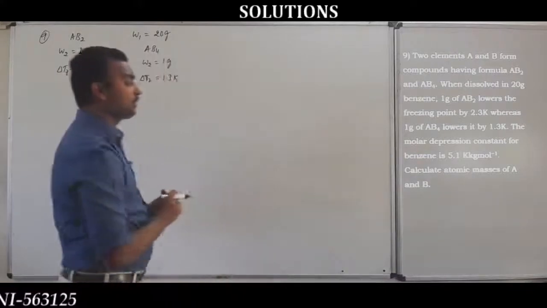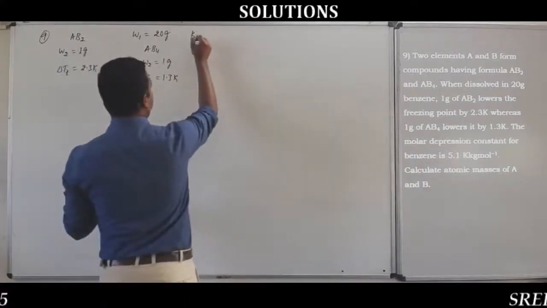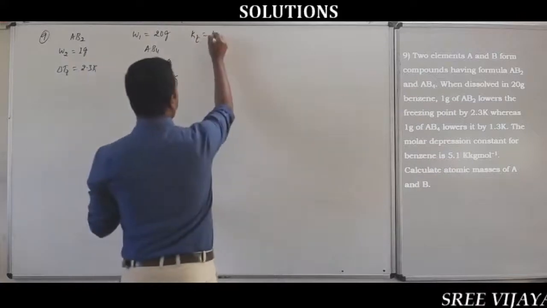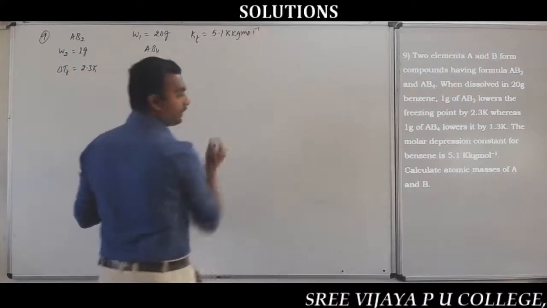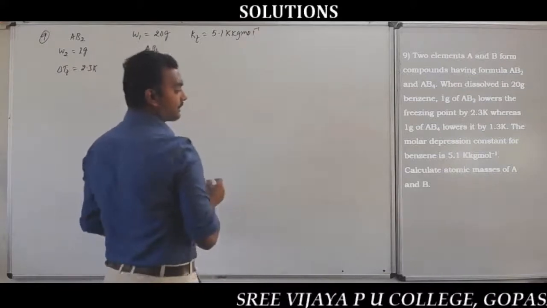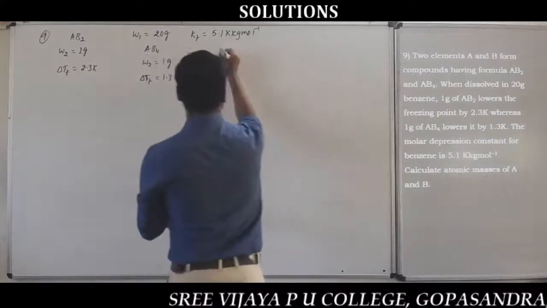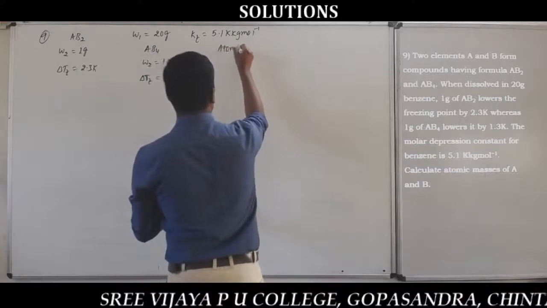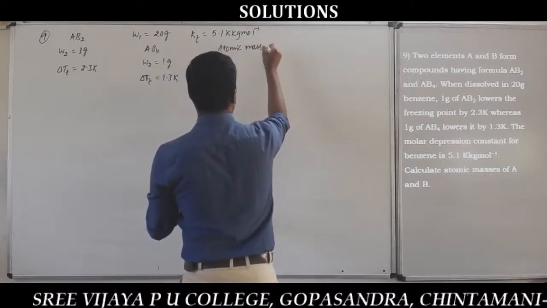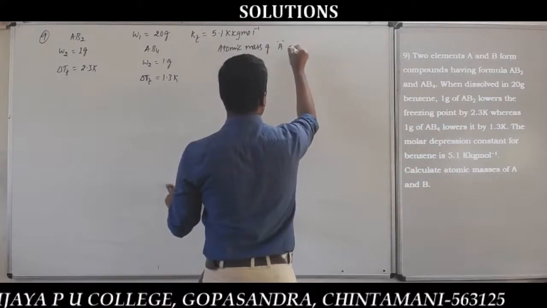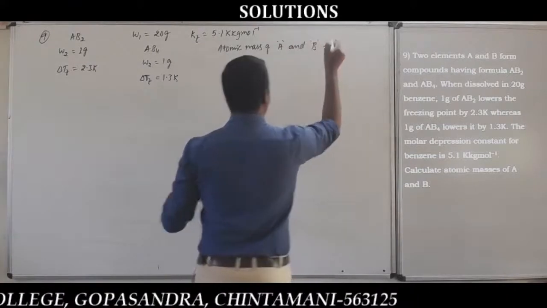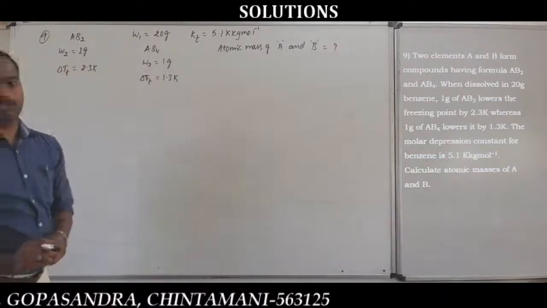The molal depression constant for benzene, nothing but the Kf value, is given. So what is the Kf value? 5.1 Kelvin kg per mole. So calculate the atomic masses of A and B. You have to calculate the atomic mass of A as well as B. Atomic mass of A and B that you have to calculate.